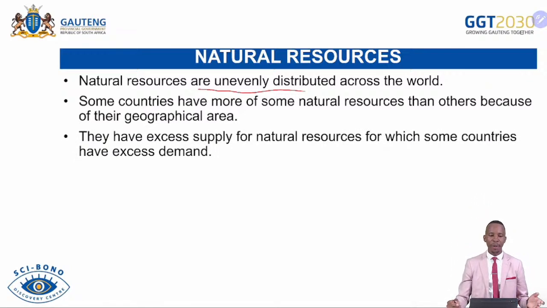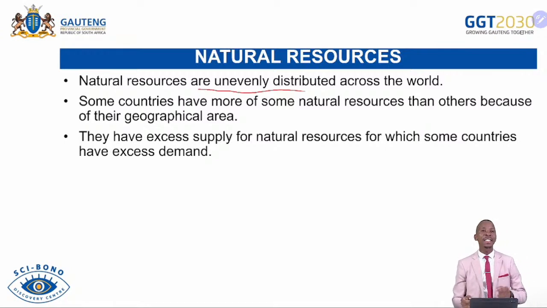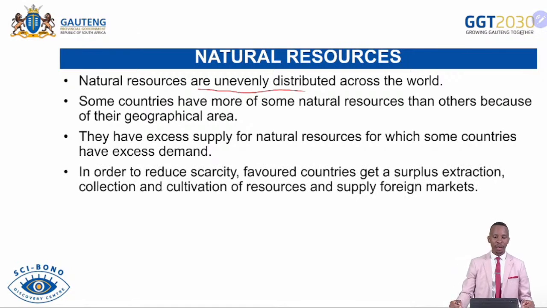So this is determined by geographical area. The area itself and environment determine which natural resource will be available in a particular country. And then some countries have excess supply of natural resources, for which some countries have excess demand. One country might have excess supply, one country might have excess demand. The one with the excess supply must supply the country that is having excess demand, so that there will be reduced scarcity of resources in the economy.